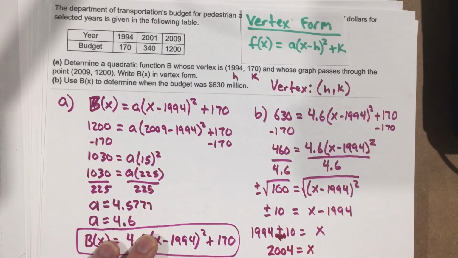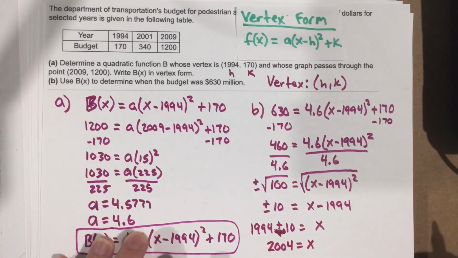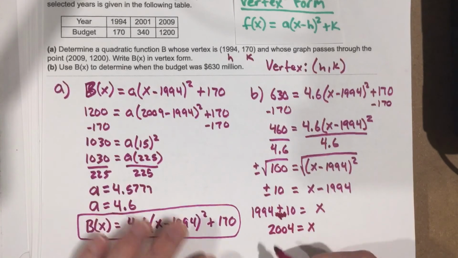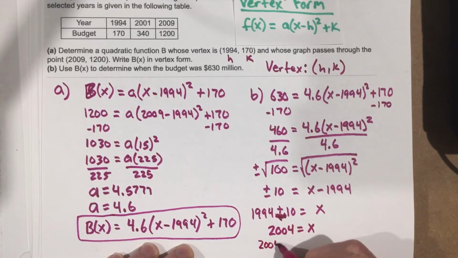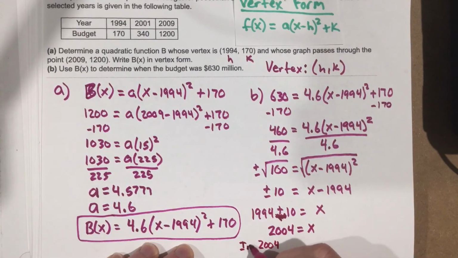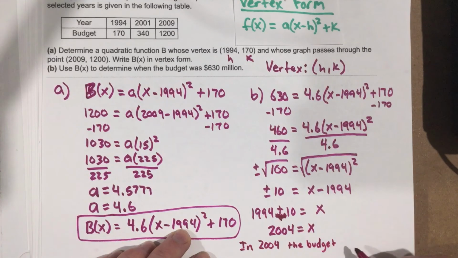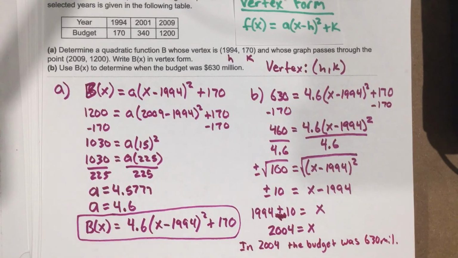So if we want to write this out, in 2004, the budget was 630 million. Hope that makes sense.